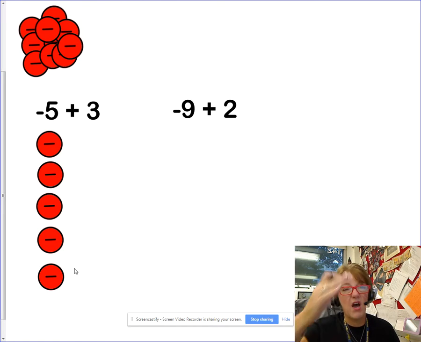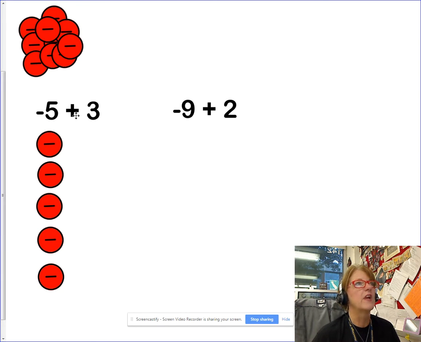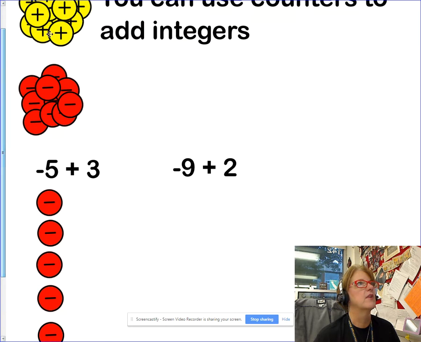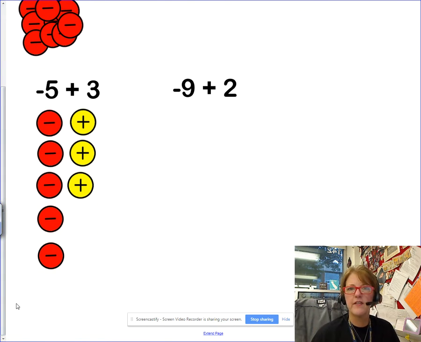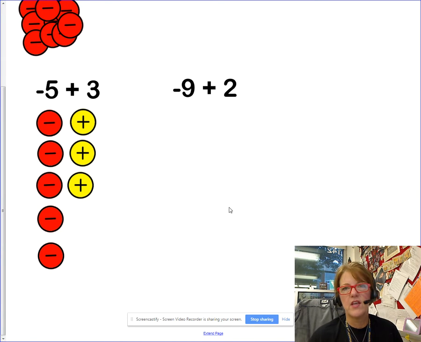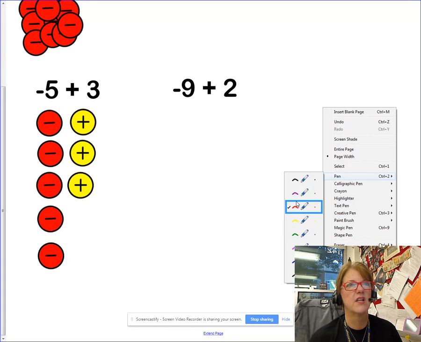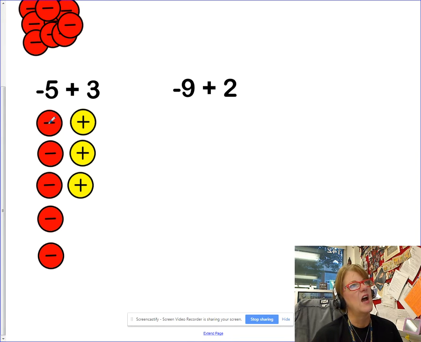And once again, pause anytime you need to. We're going to add to this +3, or add 3 to that. So I'm going to grab 3 positive counters. And notice I've kind of lined them up right across from each other. Here's why. Remember yesterday in our vocab we talked about opposites, we talked about zero pairs. Here's where it comes into play so perfectly. A negative and a positive are opposites of each other, and they make a zero pair.